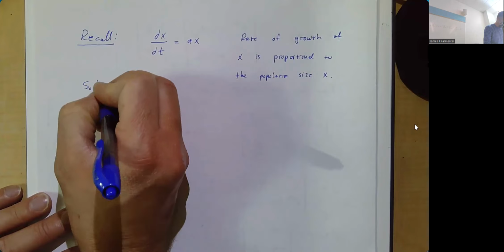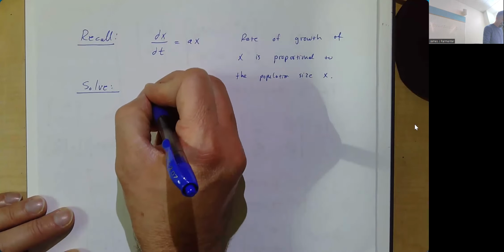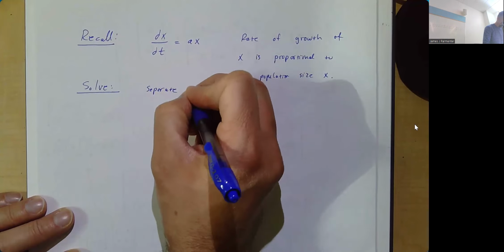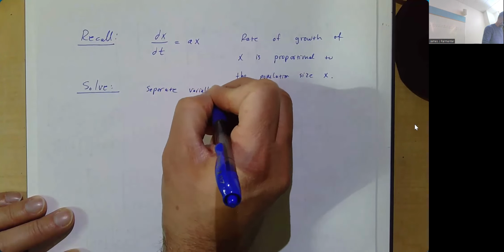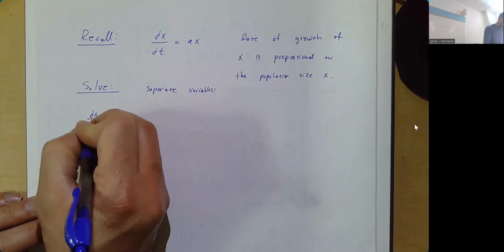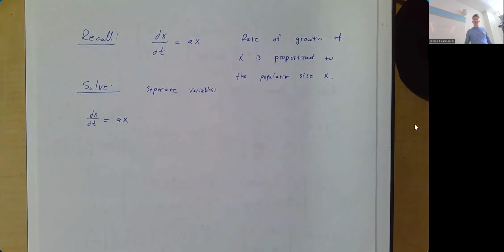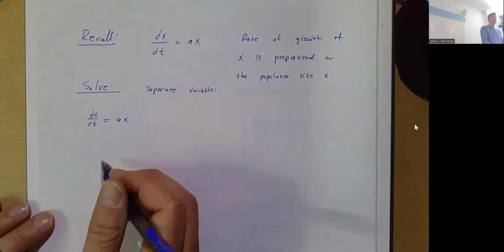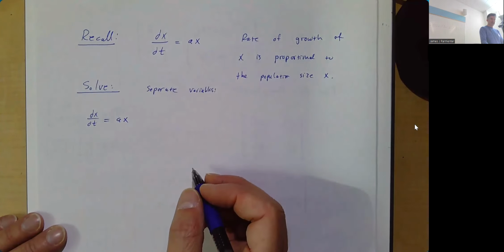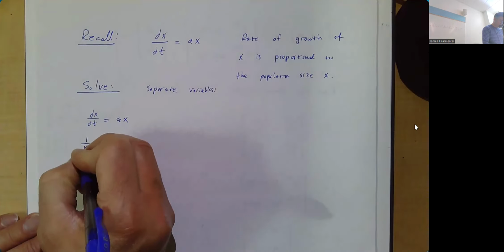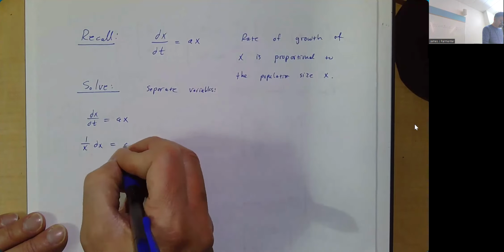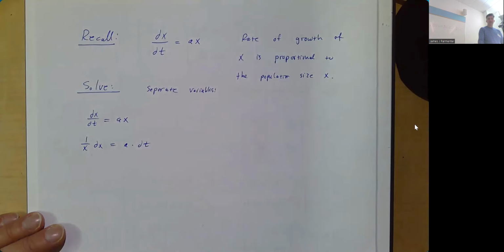So we're going to solve it by separating variables. If I have dx/dt equal to a times x, I want the x's on one side and the t's on the other side, and we want the d whatever to always be on top. So I'm going to divide both sides by x and multiply both sides by dt. So we have 1 over x times dx equal to a times dt. And then we're going to integrate both sides.